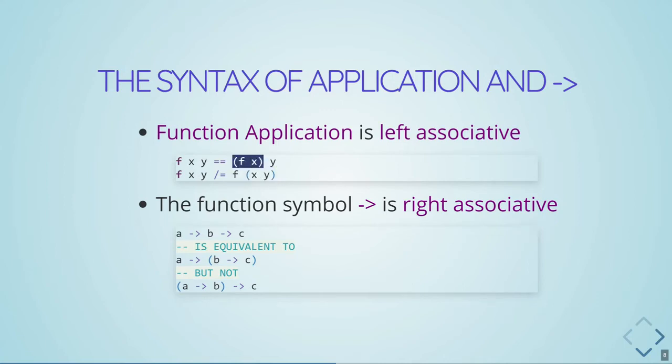There's always this bracket here, and if there were more arguments, there'd be another bracket here that you would see. On the other hand, this arrow here is right associative. So this A goes to B goes to C is implicitly the same thing as A goes to bracket B goes to C. But not this. When you put the brackets on the left associativity side, that means you're taking a function, A goes to B, as an argument here.